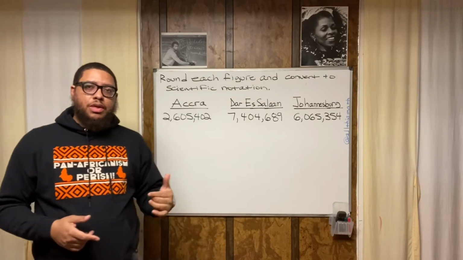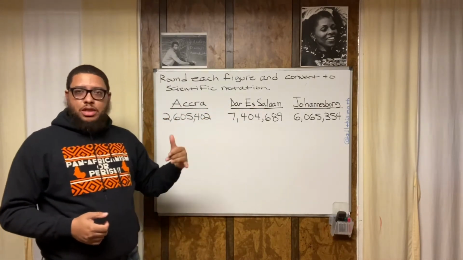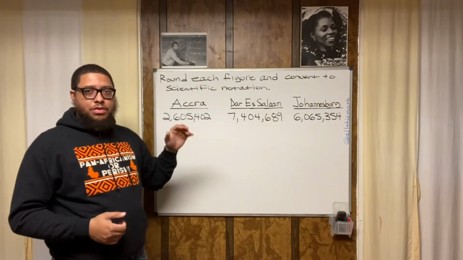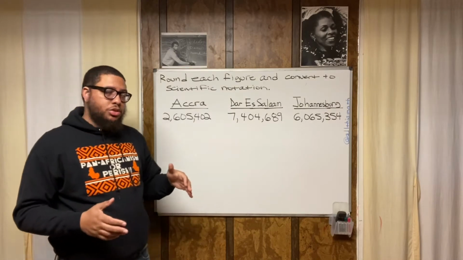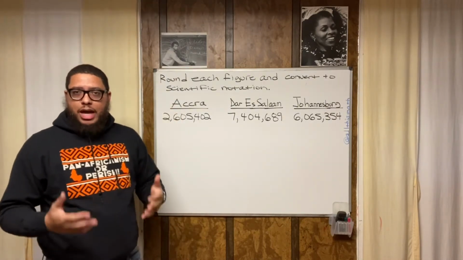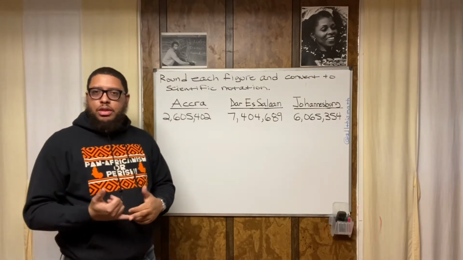Now, in case you're wondering, why do I have these names up here? These are names of cities on the continent of Africa. That's because these are the populations of these cities as of 2022, right? Recent data. So Accra, of course, is in the country of Ghana. We're familiar with Ghana because of Osagyefo, Kwame Nkrumah.